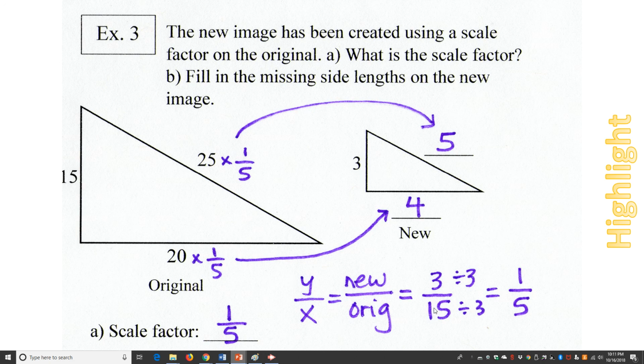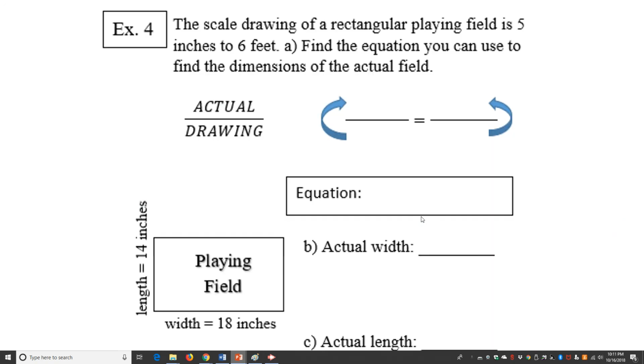divided by 15. 3 divided by 3 gives us 1. 15 divided by 3 gives us 5. So our scale factor is 1/5. And as a decimal, that would be 0.2. So multiplying by 1/5 is the same thing as dividing by 5. So 25 times 1/5 is 5, and 20 times 1/5 is 4.